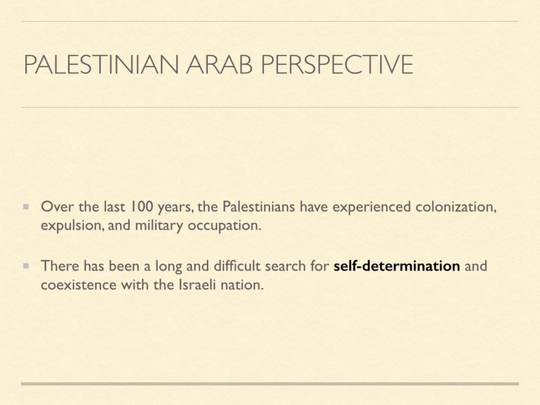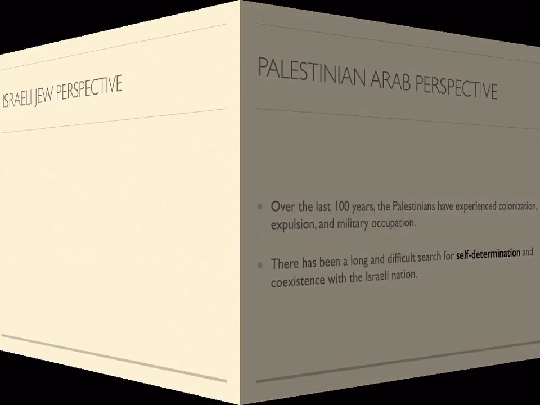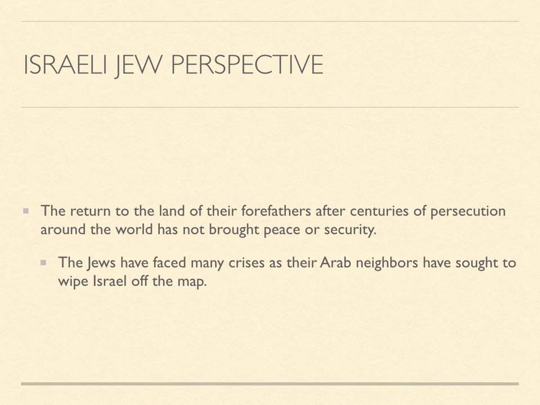Palestinian-Arab perspective. Over the last 100 years, the Palestinians have experienced colonization, expulsion, and military occupation. It's been a long and difficult search for self-determination and for coexistence with the Israeli nation. Israeli Jew perspective. The return to the land of their forefathers after centuries of persecution worldwide has not brought peace and security to the Jews. They have faced many crises as their Arab neighbors have sought to wipe Israel off the map.